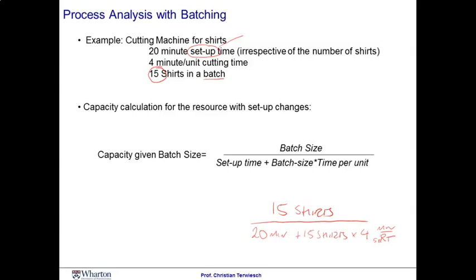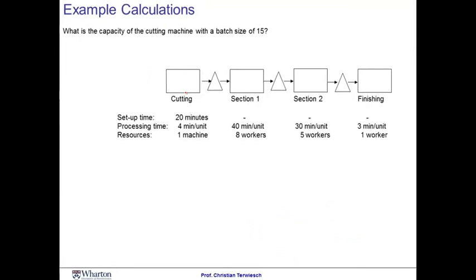Thus, our capacity is simply 15 shirts divided by 80 minutes. So this is expressed in shirts per minute. This is the capacity given the batch size. Now that was just the capacity calculation for the cutting machine.